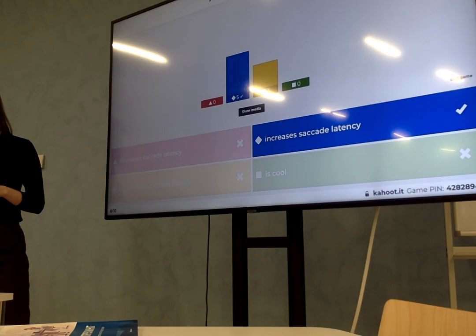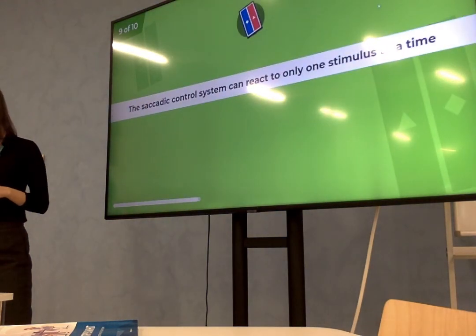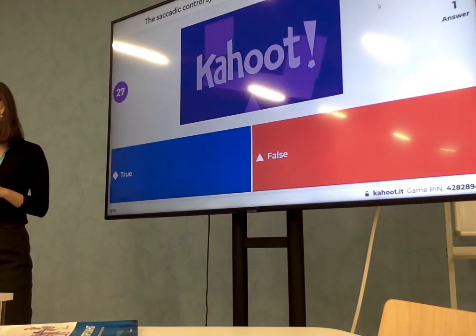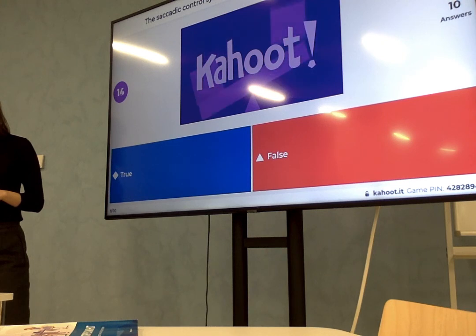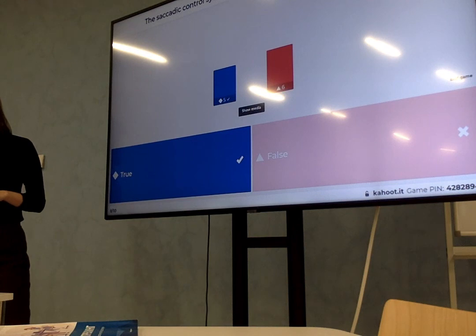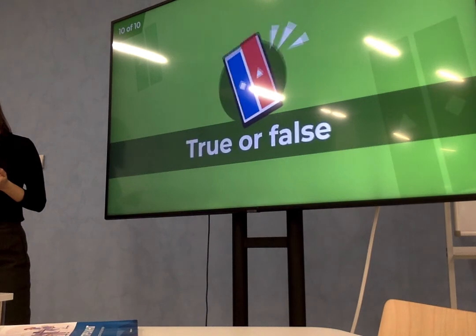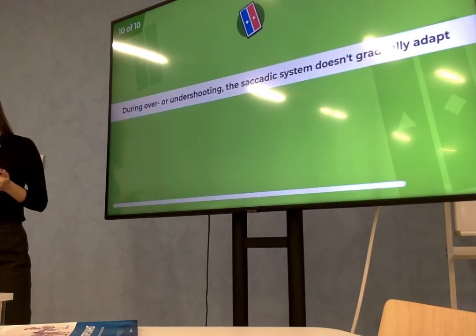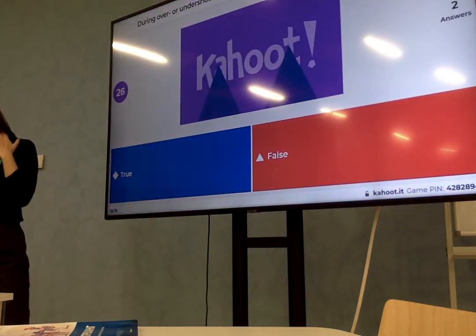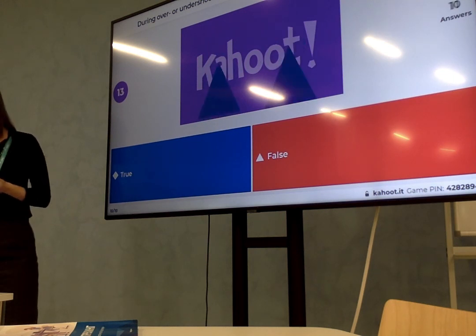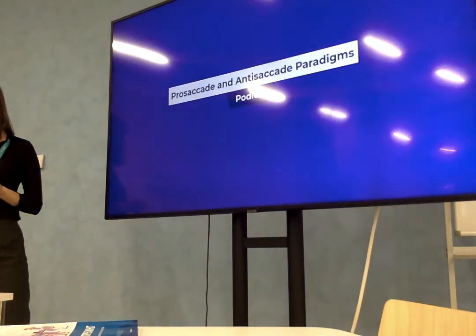It increases the latency. So our latency is being increased when we have this overlap. And final questions. Yeah, it is true. It is true because we can react only one. Okay. And it adapts. Absolutely correct.